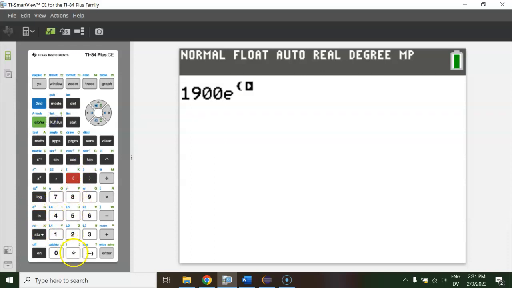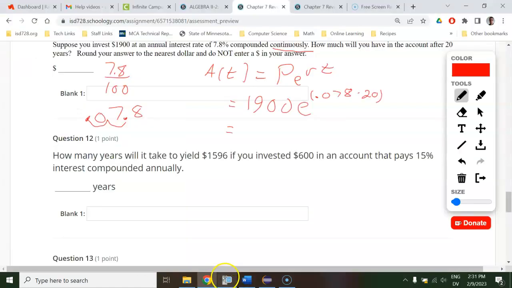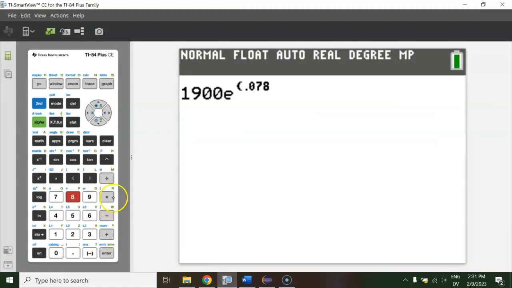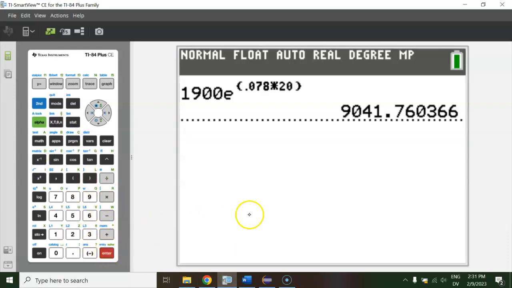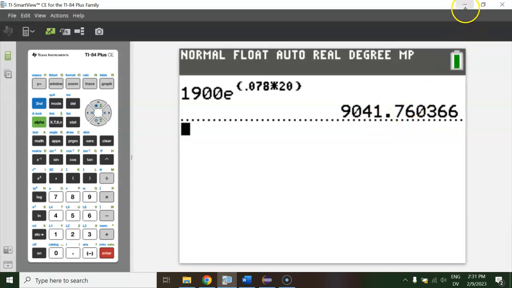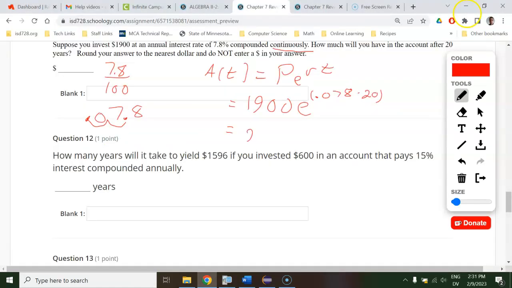I always use parentheses because I'm a little bit paranoid. 0.78, I believe, was the right one. Yeah, 0.78 times 20 years, and then enter. And then to the nearest dollar, that would be $9,042. This is above 50 cents, so rounded up. All right, so we get $9,042.